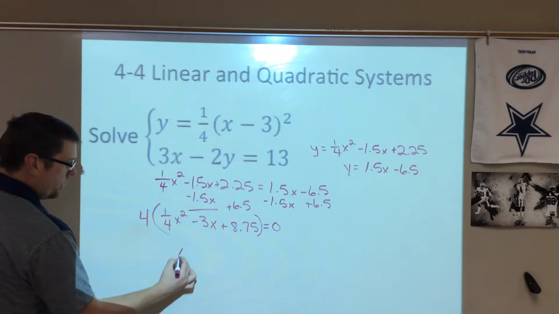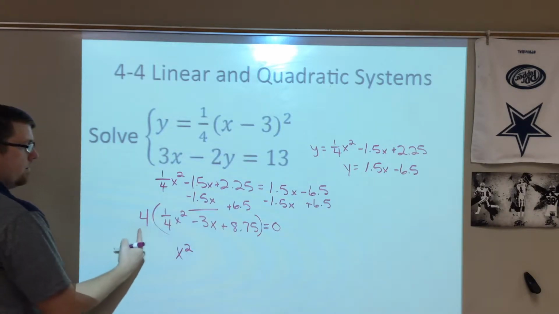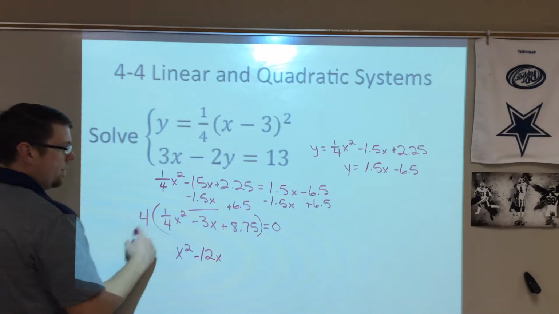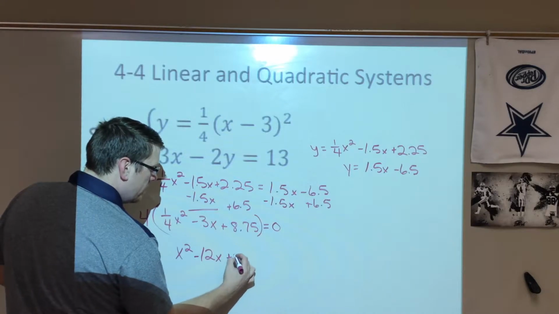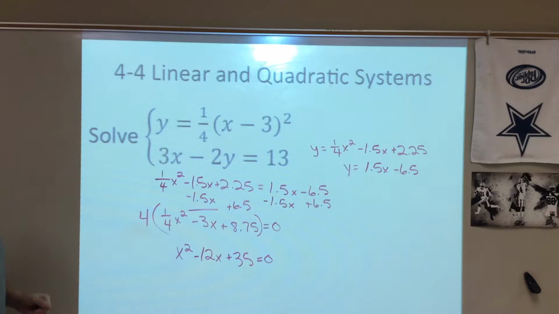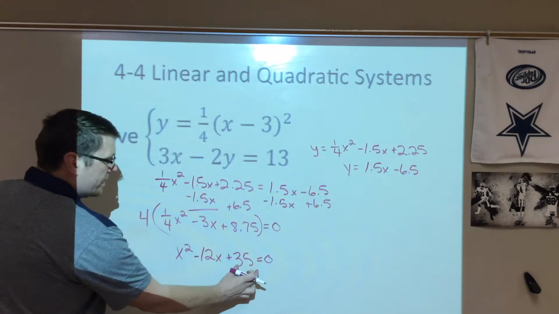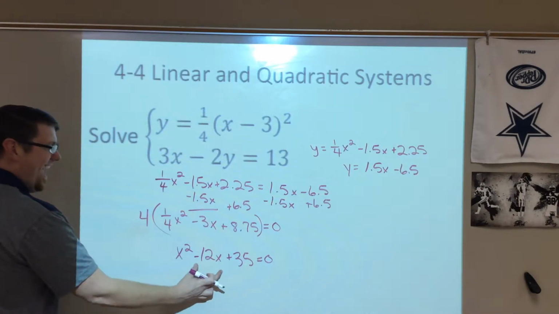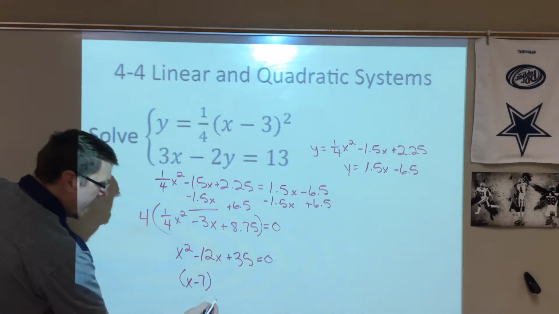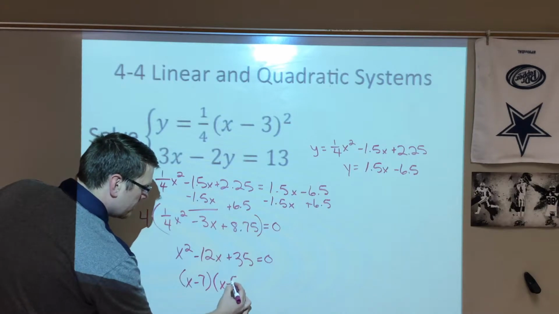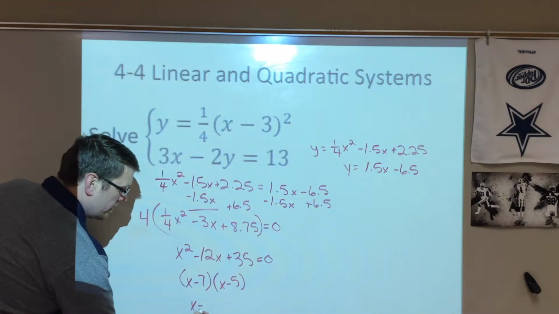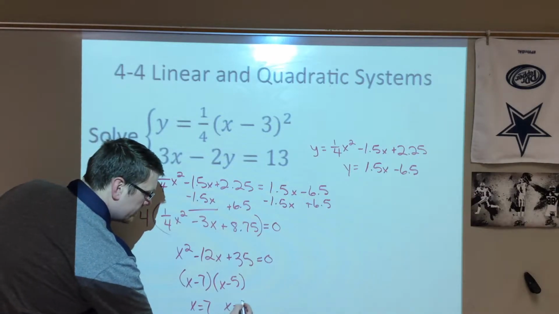So 4 times 1/4 is just x squared. 4 times -3 is -12x. And 4 times 8.75 is 35. So now I can factor this out to find my solutions. Factors of 35 that add up to -12 actually is -7 and -5. So my solutions are x equals 7 and x equals 5.